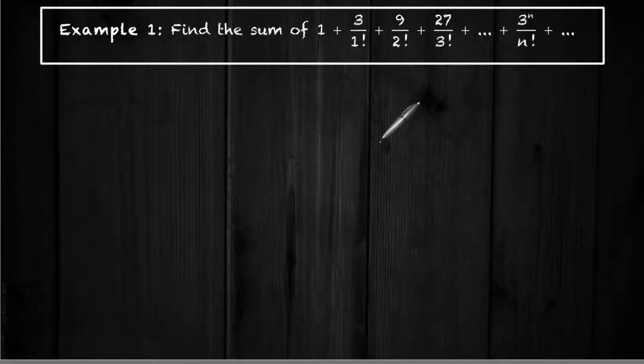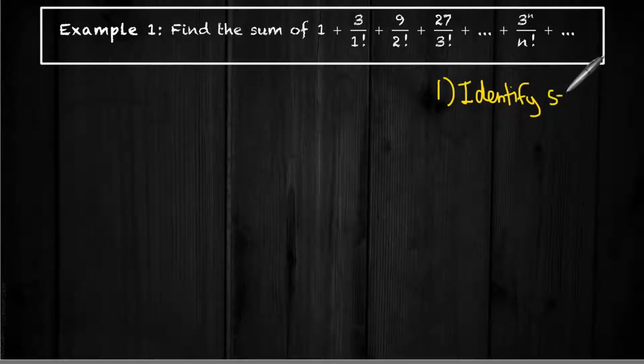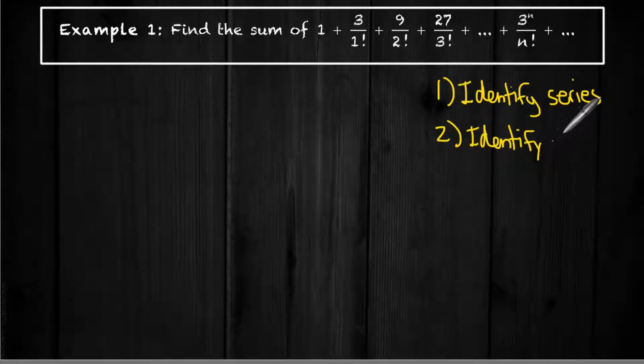Find the sum of 1 plus 3 over 1 factorial, so on and so forth. Well, a lot of times you can identify what series it is. So first of all, the first step that you want to do here is you want to identify what series is being used. And then the second thing you want to do is you want to identify the x.